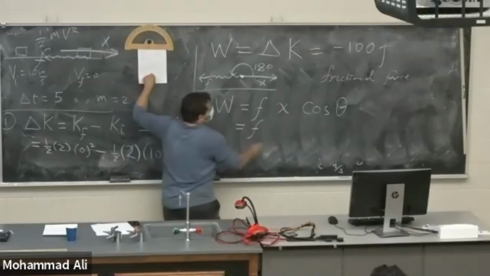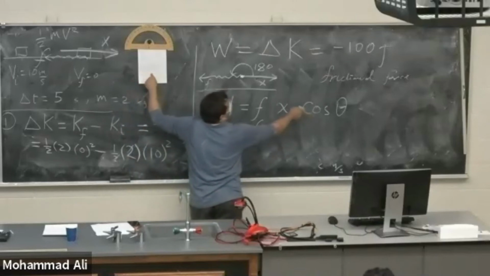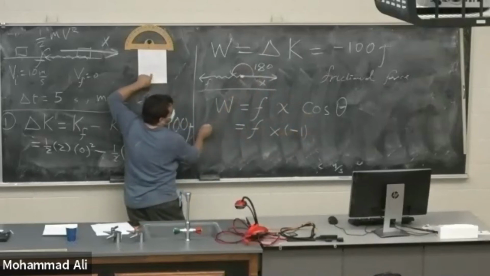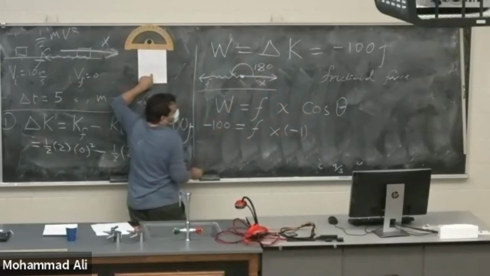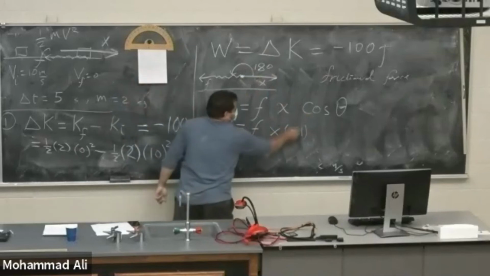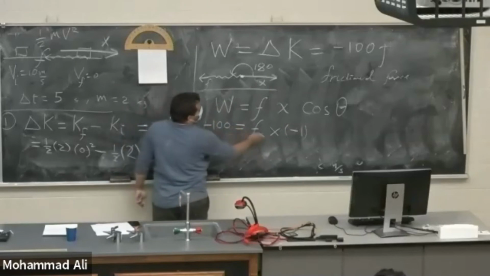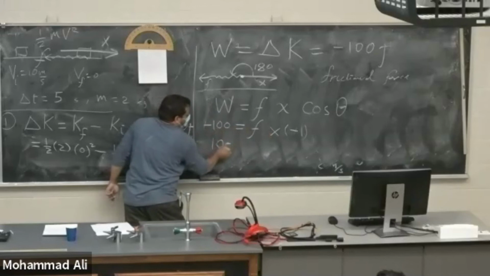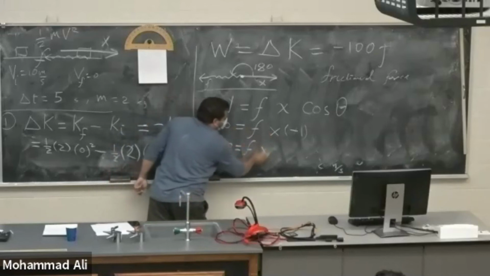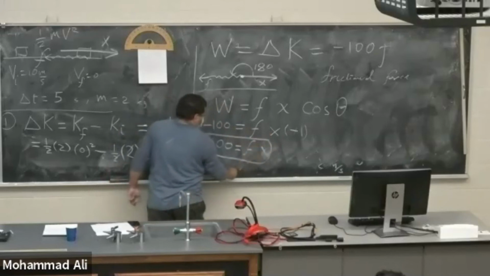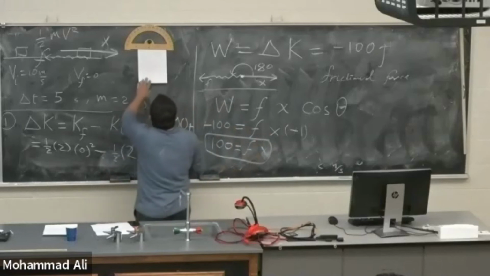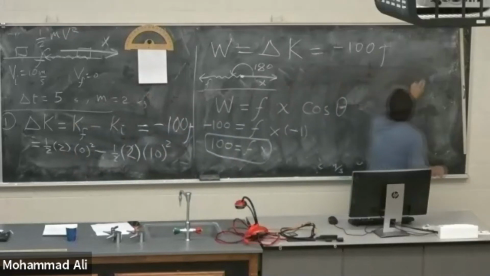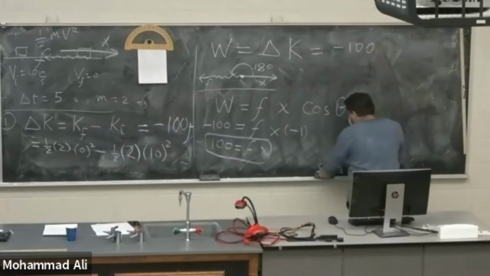Okay. F x cosine theta, where cosine 180 is negative 1, will be equal to the work, which is negative 100. The negative sign with the negative sign, the friction force multiplied by x is equal to 100. So 100 is equal to F multiplied by x. We can find x by using the equations of motion.